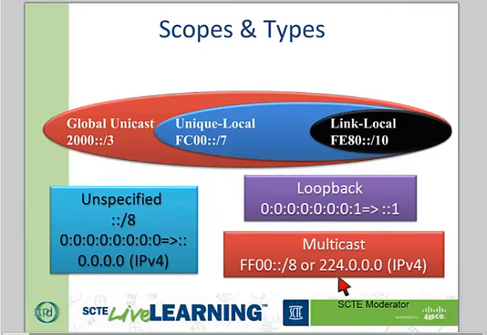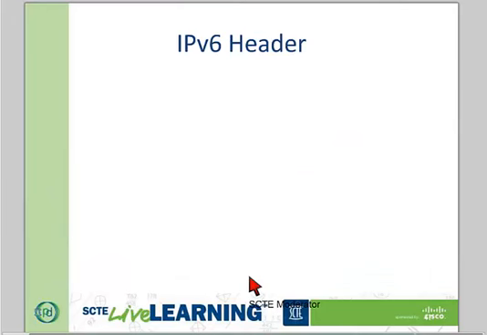Multicast, we know it's FF. Well, we don't know that. We know it's 224 in IP version 4. It starts with FF in IPv6. So these are just some of the important addresses, scopes, and types that you'll run into as IPv6 comes to your neighborhood.